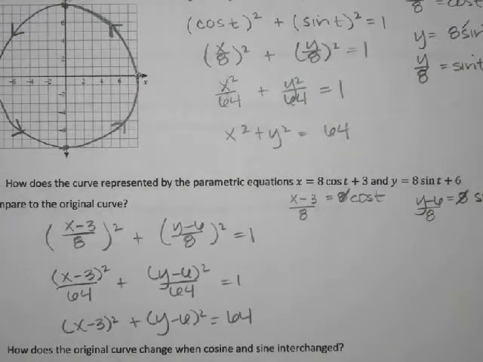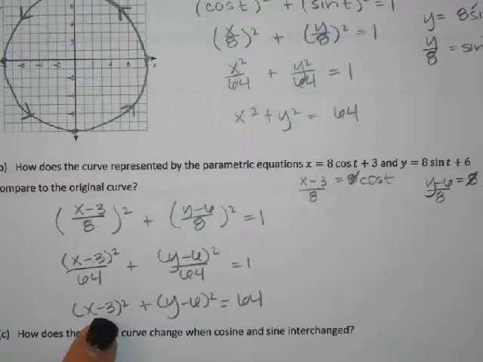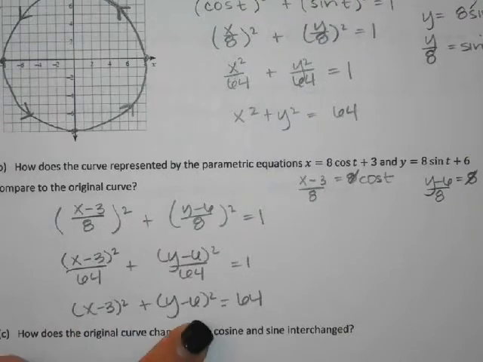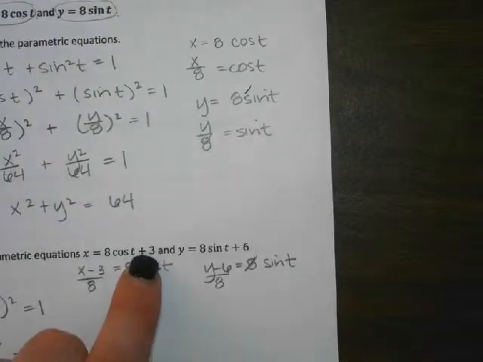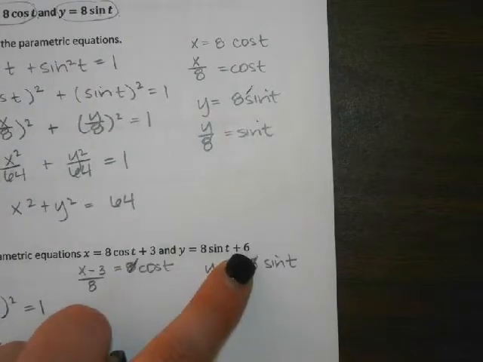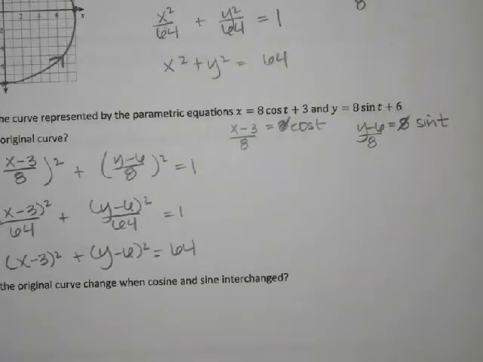All right, so what did it do? Shifted up 6 and to the right 3. Okay, so it shifted right 3, up 6. Okay, or looking here, we could say right 3, up 6. The radius stayed the same though. Okay.